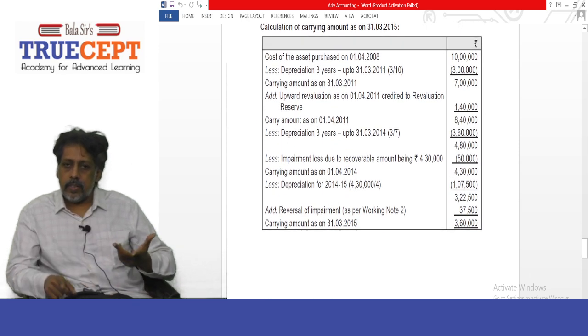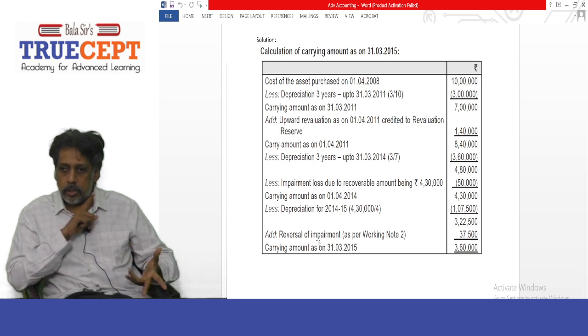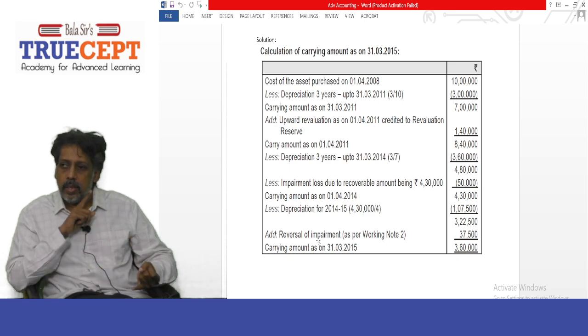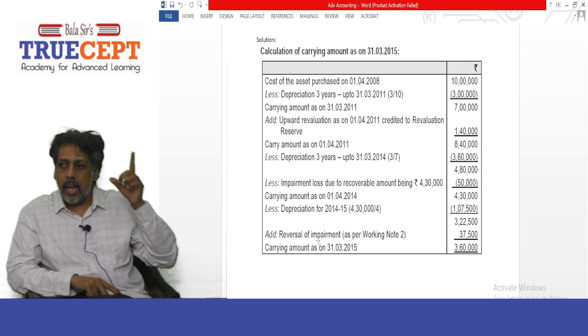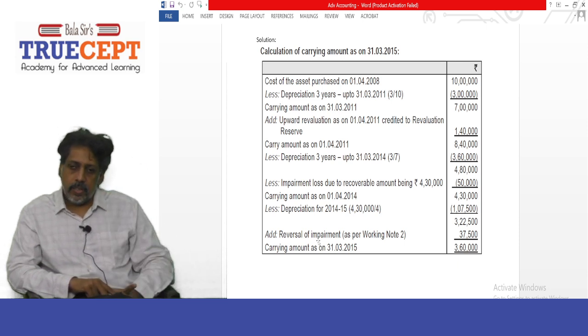Just see the first table that is made. They'll show the revaluation increase. Okay, they will not show the accounting over there. The revaluation increase, and then the impairment loss, and the reversal of impairment loss, what we discussed. Is that fine? Yes, the table.